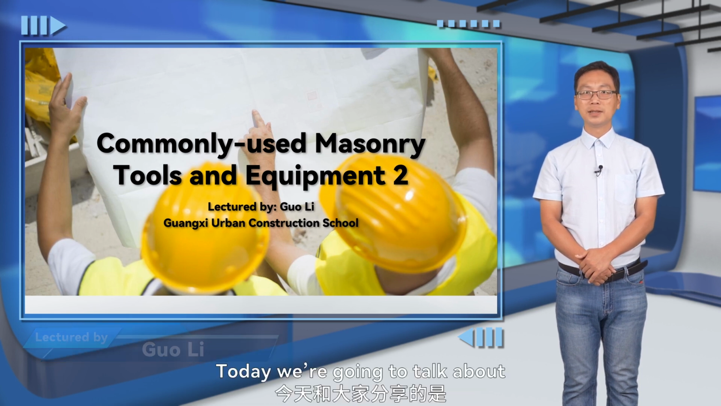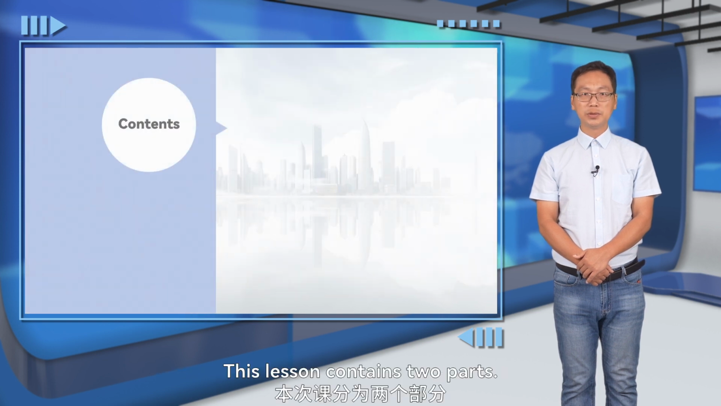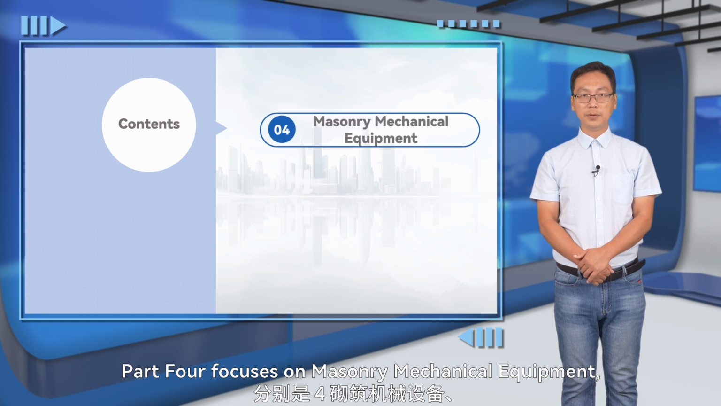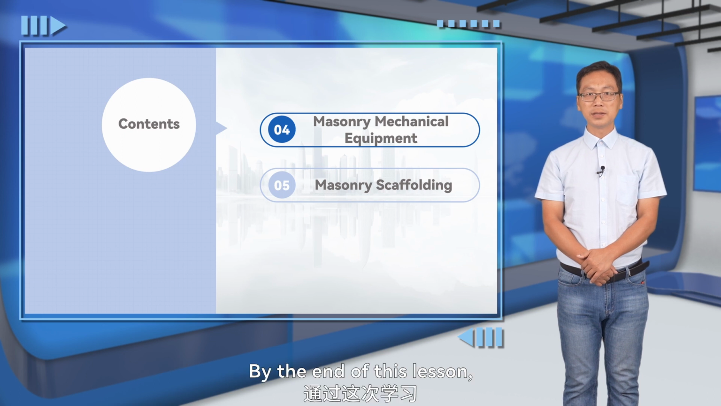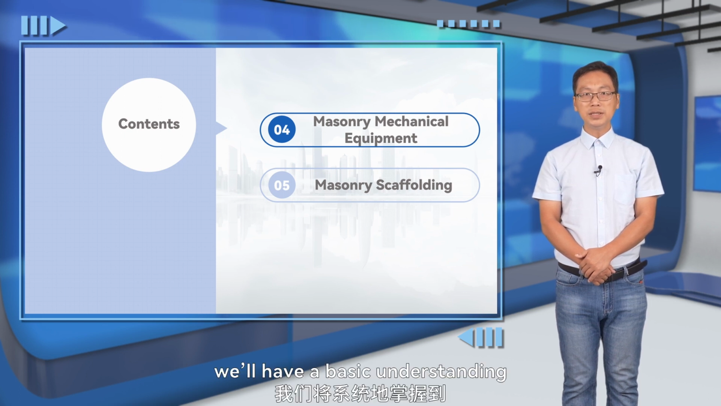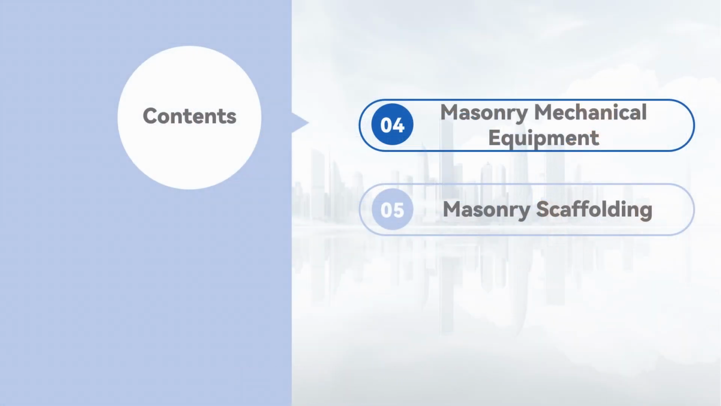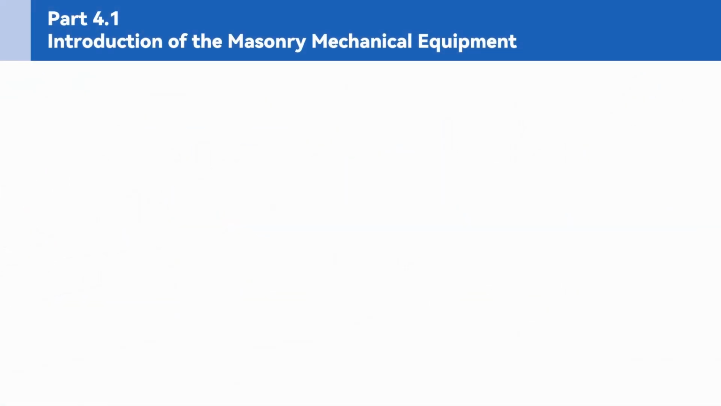Today we're going to talk about common tools and equipment used in masonry. This lesson contains two parts. Part 4 focuses on masonry mechanical equipment, while Part 5 addresses masonry scaffolding. By the end of this lesson, we'll have a basic understanding of various tools and equipment commonly used in masonry. First, let's look at Part 4, masonry mechanical equipment.